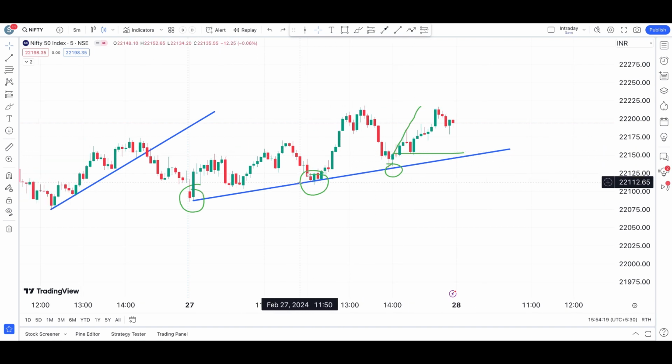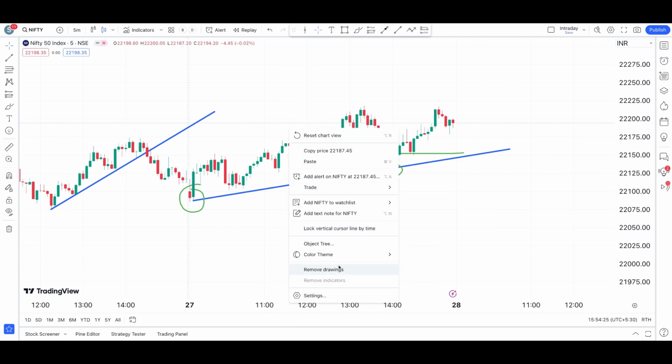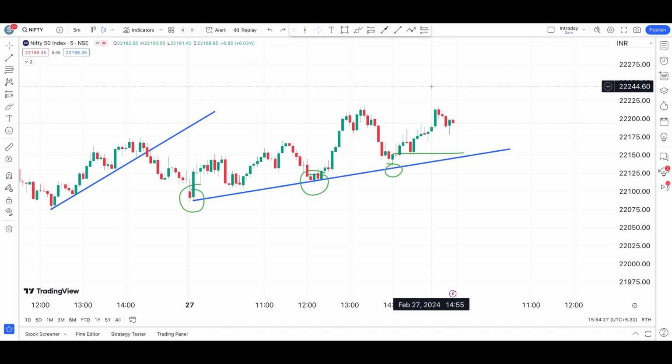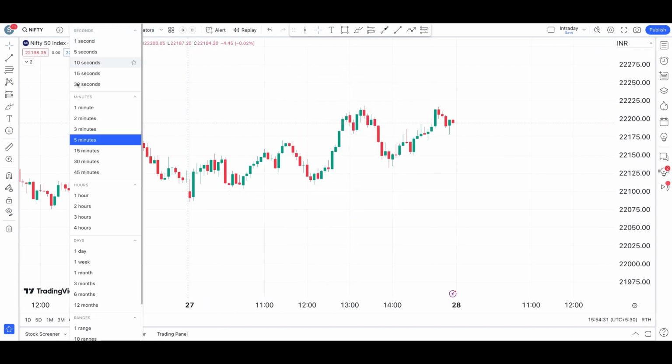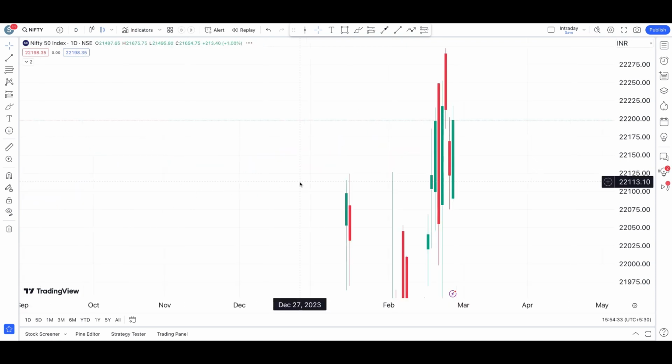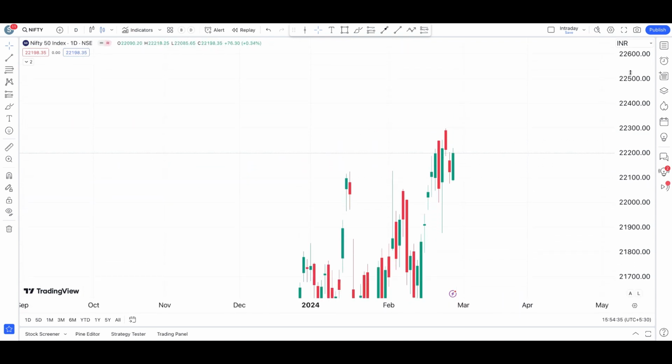according to this price action today. All right, so I hope you have understood the price action of Bank Nifty and Nifty on intraday charts. Let's now quickly remove all these drawings and then head to our daily time frame to understand what's happening in our daily time frame.